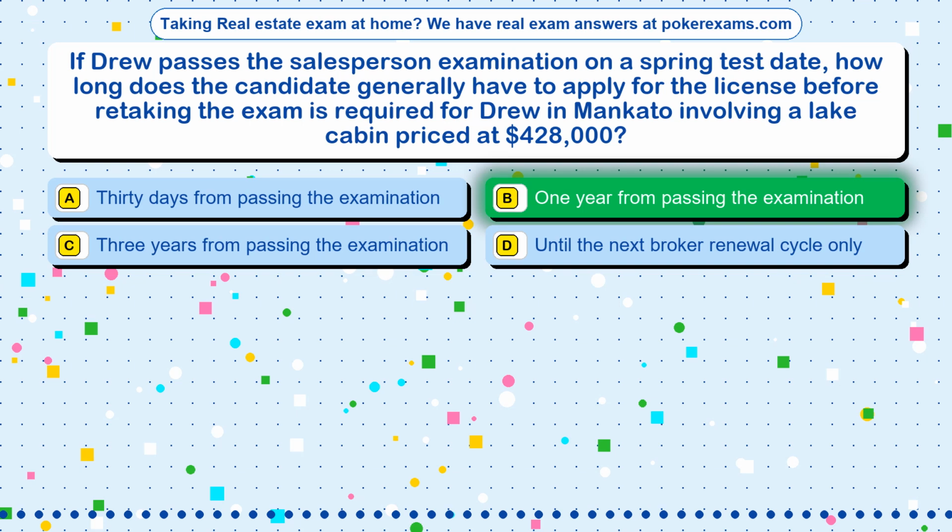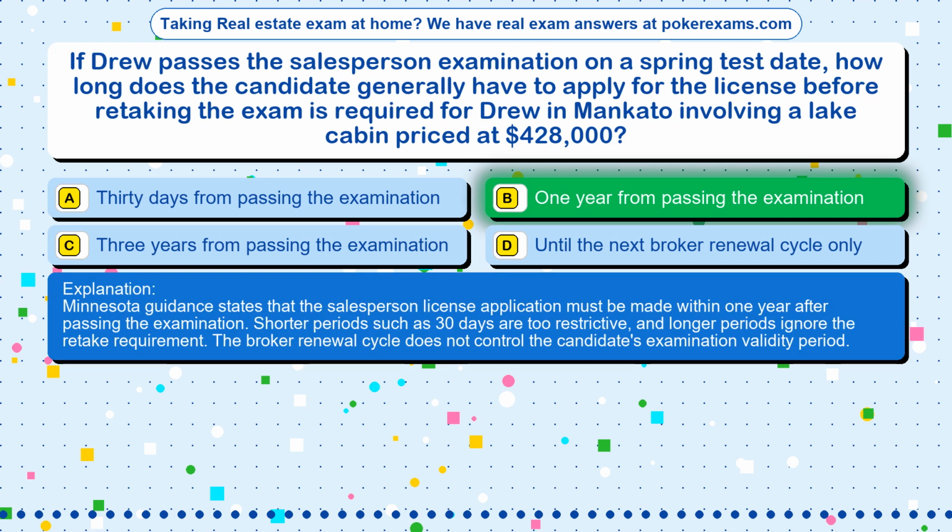The correct answer is option B. 1 year from passing the examination. Minnesota guidance states that the salesperson license application must be made within 1 year after passing the examination. Shorter periods such as 30 days are too restrictive, and longer periods ignore the retake requirement. The broker renewal cycle does not control the candidate's examination validity period.